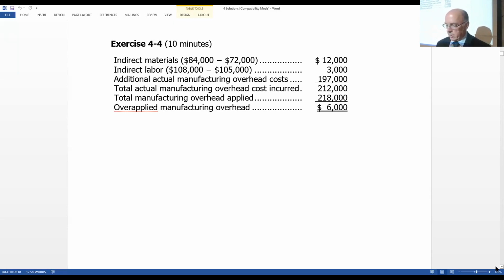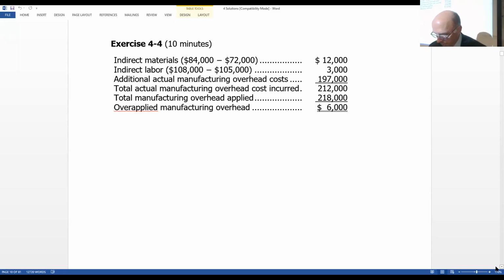Yeah, so the reason I raised the question is so you would understand that any manufacturing cost becomes part of cost of goods sold at some point when you sell the product. So indirect materials is overhead. Indirect labor is overhead. Miscellaneous other manufacturing cost is overhead because it's a manufacturing cost. So that 84,000, all of that's a manufacturing cost. 72,000 is direct and the other 12,000 is indirect, but it's all a manufacturing cost.